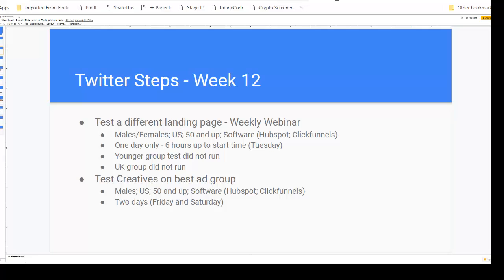I was aiming to run a younger group, but the test did not run, and I was going to run a UK group, but the test did not run. Which is just as well, because one, I spent less money and two, I was less confused.